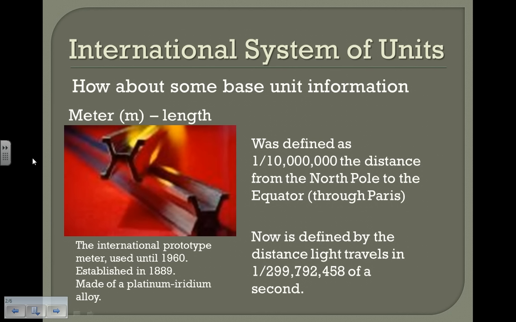It actually kind of goes in and out a little bit at its poles, so it's kind of funny. So what we need to do is define it by something that is never going to change. And so we define the meter now as some fraction, and you see the fraction right there, of how far light travels in 1 second. And so the speed of light is not going to change. So there it is.